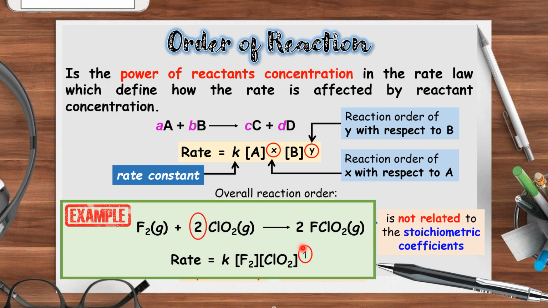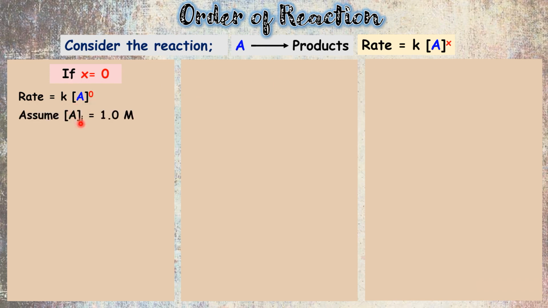Experiment data. Alright, so for example, let's consider the reaction where A decomposes to produce product. Then we get the rate law equal to k [A]^x. If x is equal to 0, we get rate equal to k [A]^0. Let's assume that the initial concentration of A is 1.0 molar. Therefore, rate 1 is equal to k times 1^0, which is equal to k. Anything to the power of 0 is equal to 1. That's why rate 1 is equal to k.